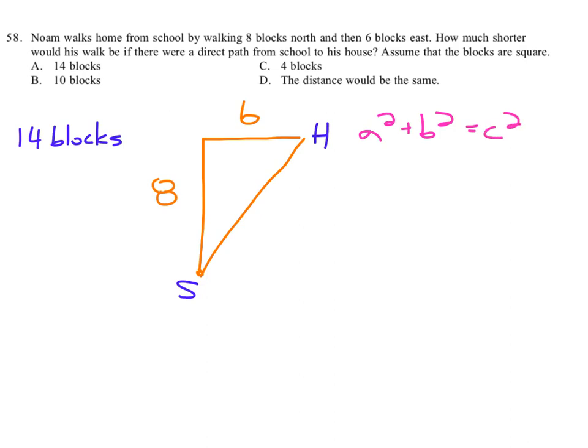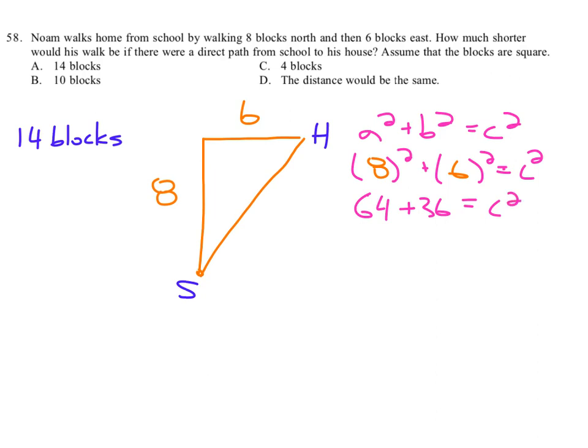Okay. And what are those two lengths? Well, we've got a length of 8 and a length of 6. So then when we square them, we get 64 plus 36 equals c squared, that diagonal length, or 100 is equal to c squared.